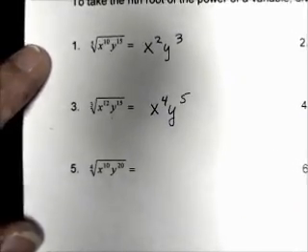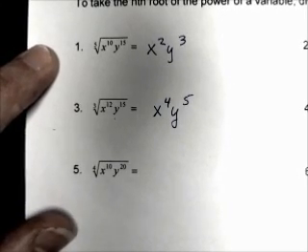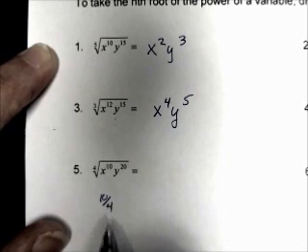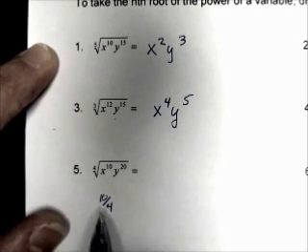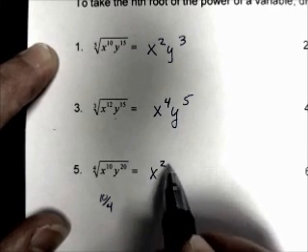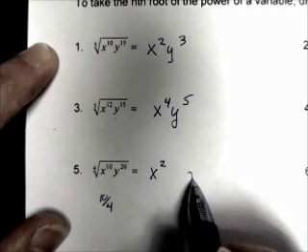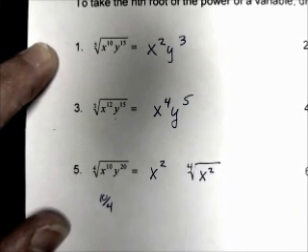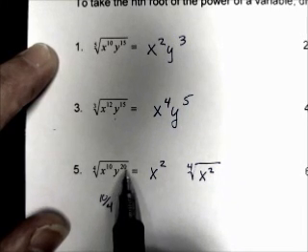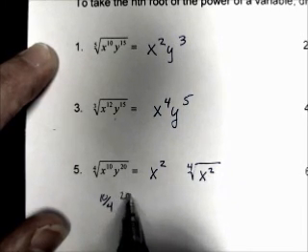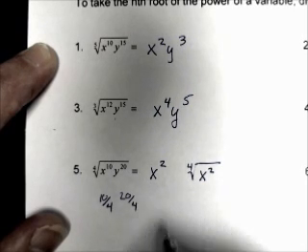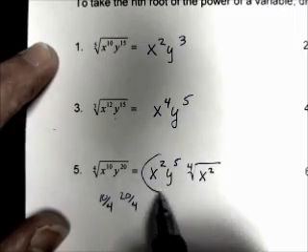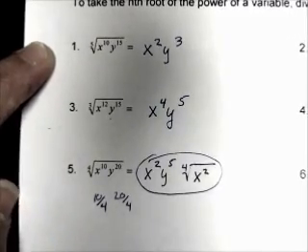Number 5, the fourth root of x to the 10th, y to the 20th. Again, we're taking the variable exponent 10 and dividing it by 4. 4 goes into 10 twice with a remainder of 2. So that would be x squared with a remainder of 2. So an x squared stays underneath the radical. And y to the 20th, take 20, divide it by 4, divides in evenly 5 times. So y to the 5th comes out. So this is x squared y to the 5th, fourth root of x squared.